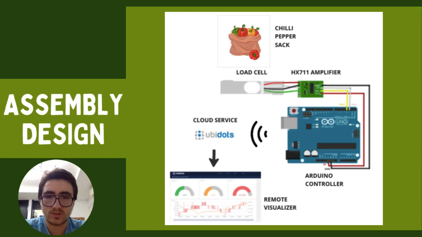So talking about the assembly design here, the chili pepper sack is placed on the load cell platform. It translates its analog signal into an electric one, which is then amplified by the HX711, and it then transfers that information to the Arduino controller, which is connected to the internet, and it sends that electric signal to the cloud service Ubidots, where it can be remotely visualized and translated into variables that we can understand, such as paste estimation and costs.